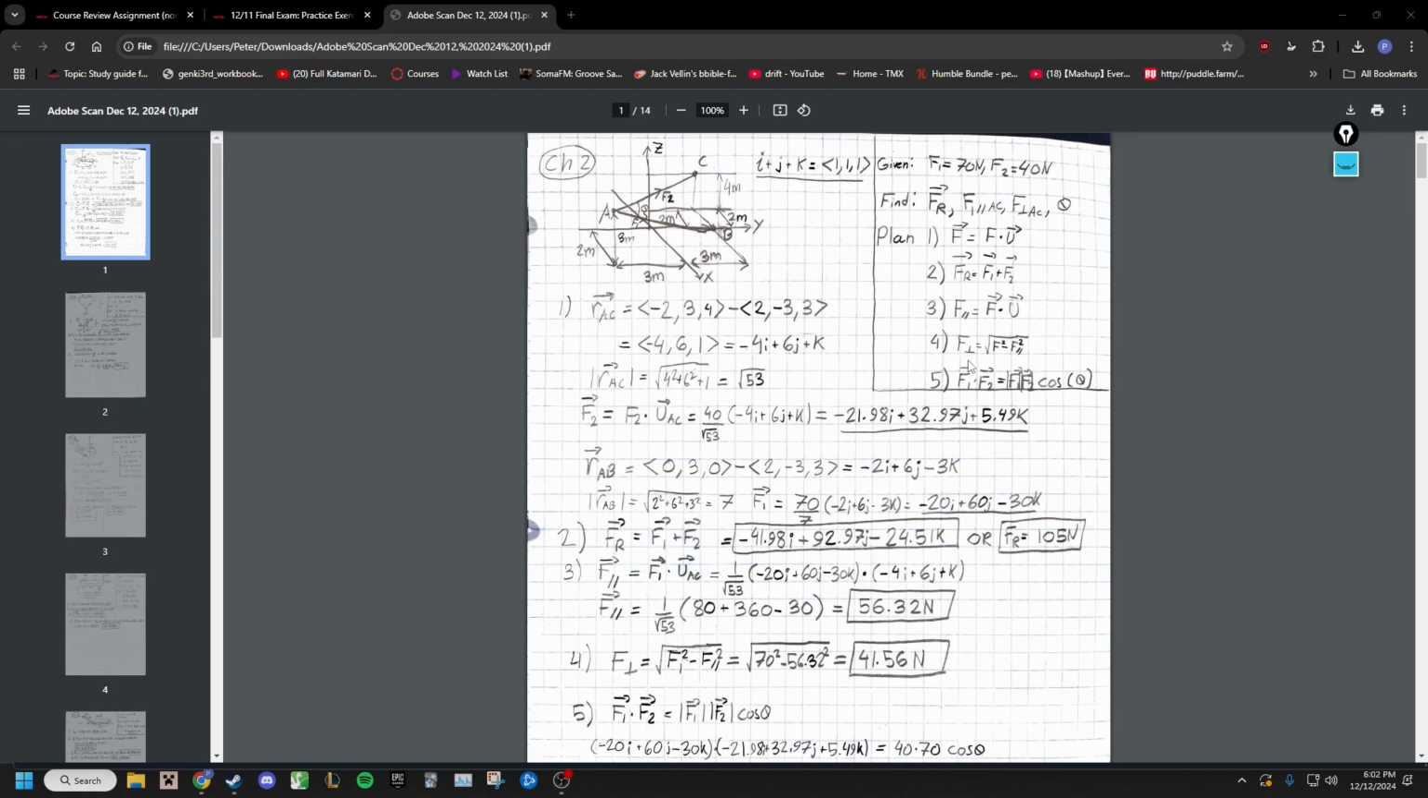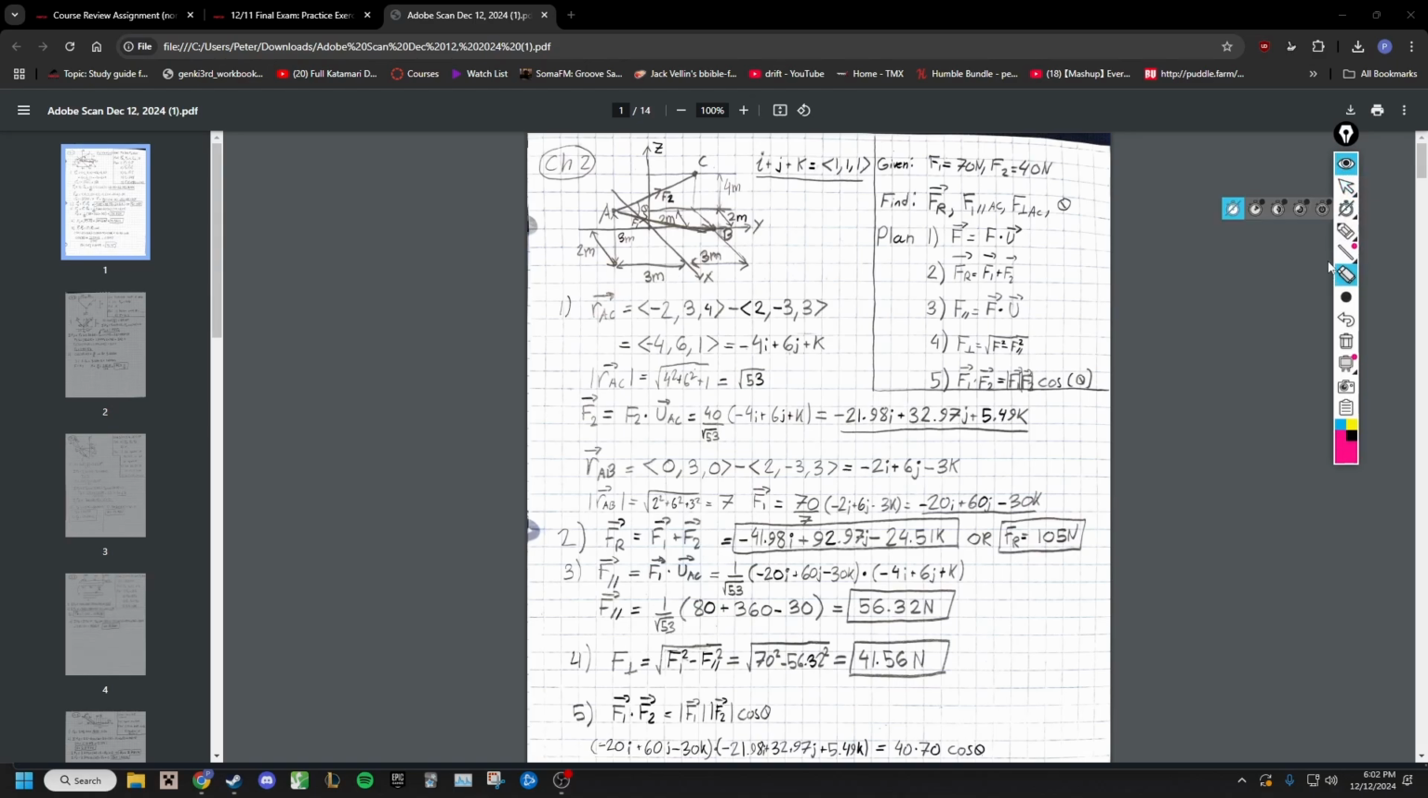And then to find the perpendicular component, we have this formula here where we have the magnitude of the force. We subtract it from the magnitude of the parallel component. And then to find the angle, we use the geometric dot product, which has the angle inside of it, and we solve that for theta.